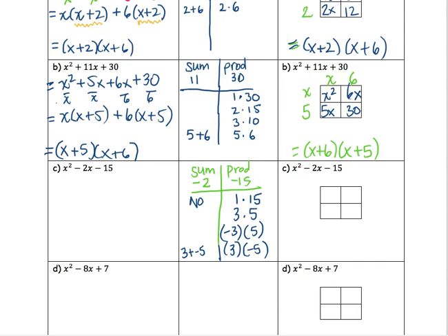And again, I know it's a simple trinomial, so I can use the trick method here and go right to my answer. I don't have to use the whole decomposition method or the area model. Okay, so that's where I would like you to be at today.